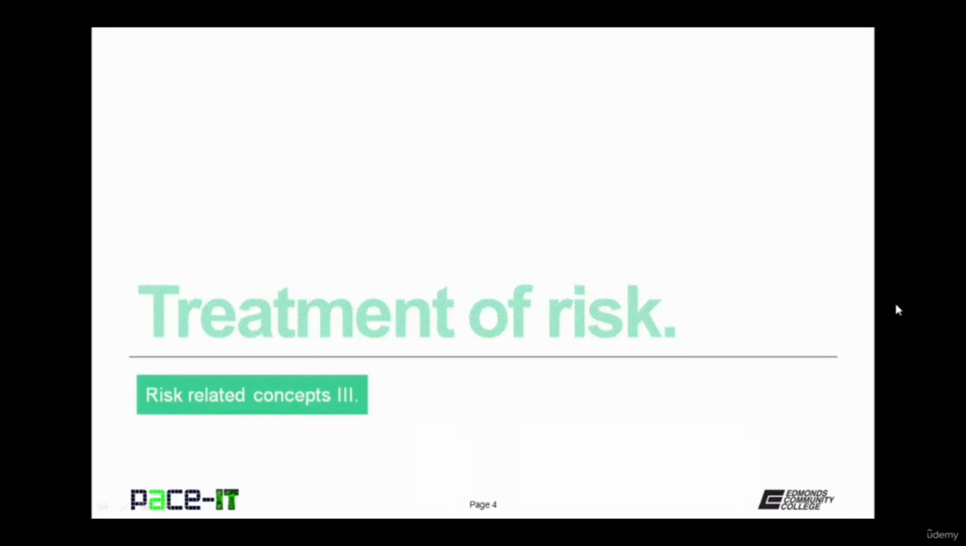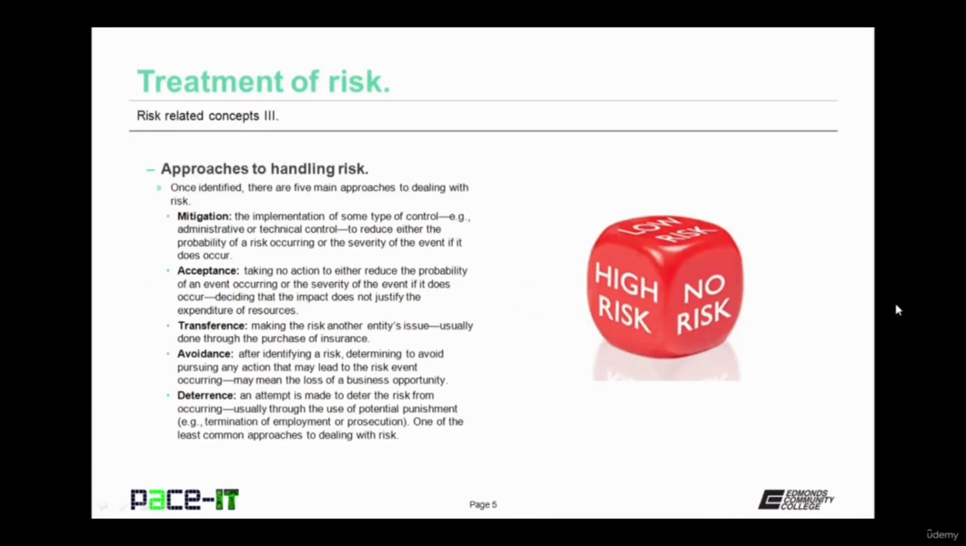Of course, I'm going to begin by talking about treatment of risk. Now, the treatment of risk is actually our approach to handling risk. Once a risk has been identified, there are 5 main approaches to dealing with it. There's mitigation. This is the implementation of some type of control, as in an administrative or technical control, to reduce either the probability of a risk occurring or the severity of the event if it does occur.